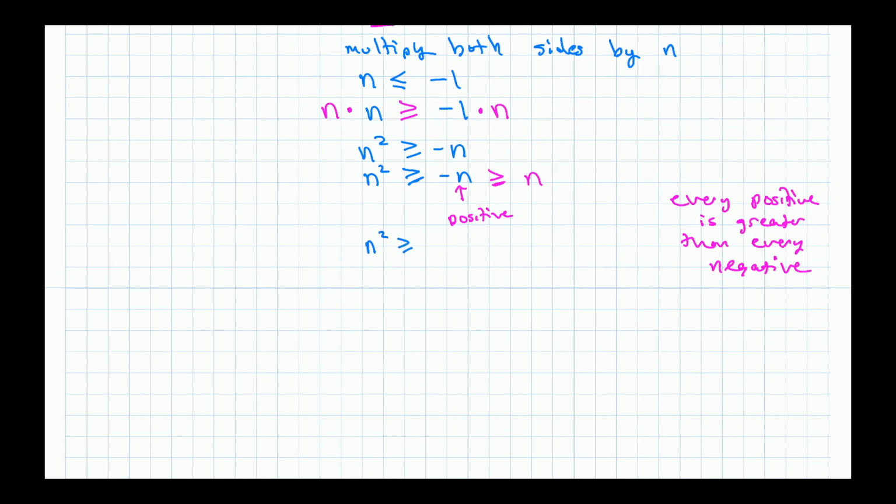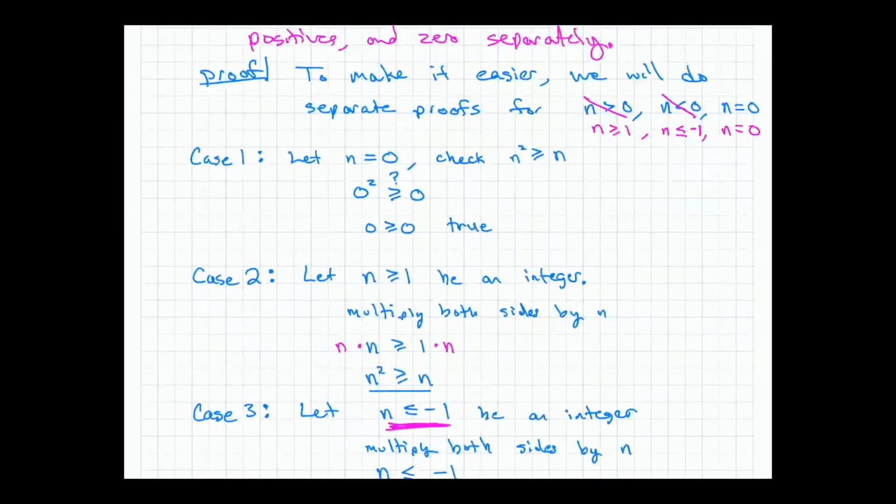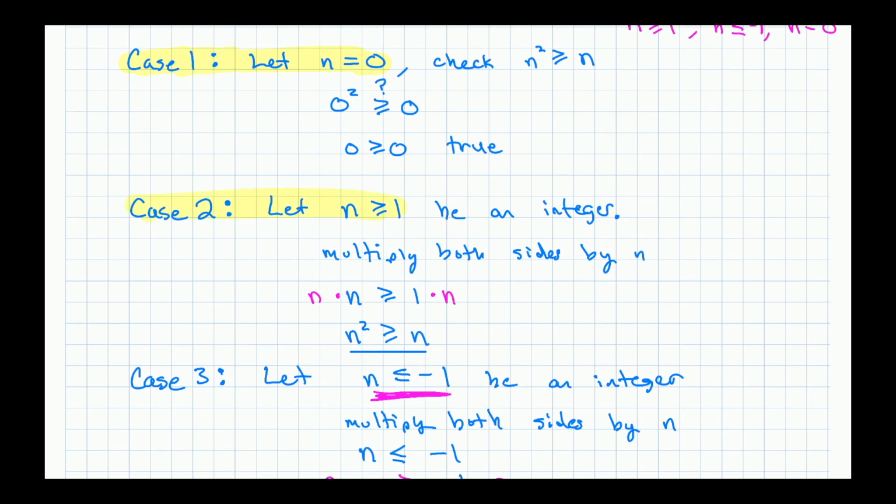N squared greater than or equal to n, right? We're going to be looking at just this and this. That's the only part we need. We don't need that negative n part in the middle. So we get n squared greater than or equal to n, which was, again, what we were trying to prove. So look at what we did. We proved it for positive numbers up here. We proved it for 0 here. We proved it for positive numbers in case 2.